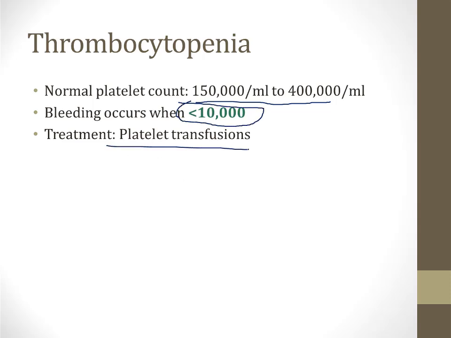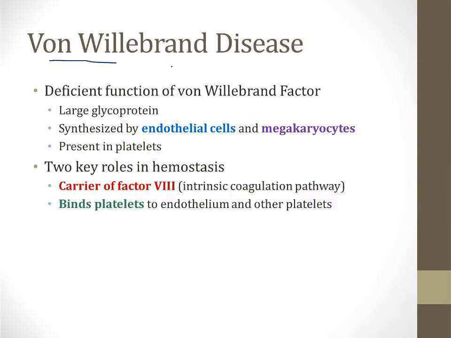The treatment is platelet transfusions, and you'll mostly see this done on the oncology ward where patients have very low platelet counts from chemotherapy. The next disorder we're going to discuss is von Willebrand disease. This disorder affects platelet function as well as the coagulation cascade.